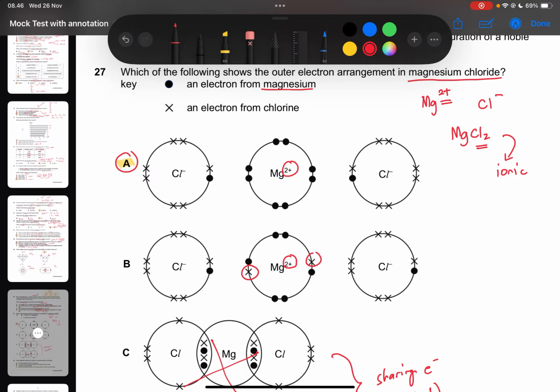Now, you also need to check that the chlorine should have a negative charge. So if it has a -1 charge, it means it accepted 1 electron. So if it accepted 1 electron from magnesium, you will see 1 dot from each. So this is the 1 dot we can see. Okay, so that's why our answer is letter A.